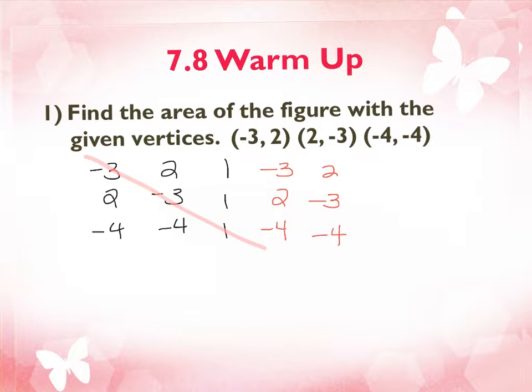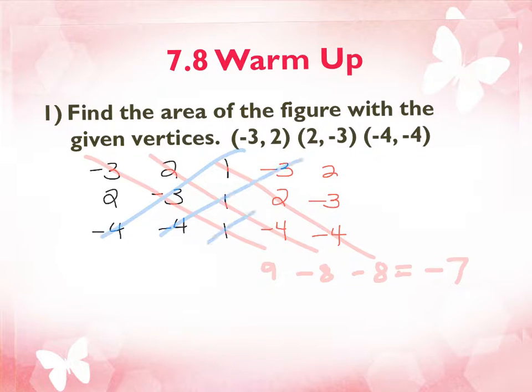And then start to work your forward diagonals first. So negative 3 times negative 3 is 9 times 1, that's 9. 2 times 1 times negative 4 is negative 8. 1 times 2 times negative 4 is negative 8. So I get 1 minus 8, which is negative 7. And then go back the other way.